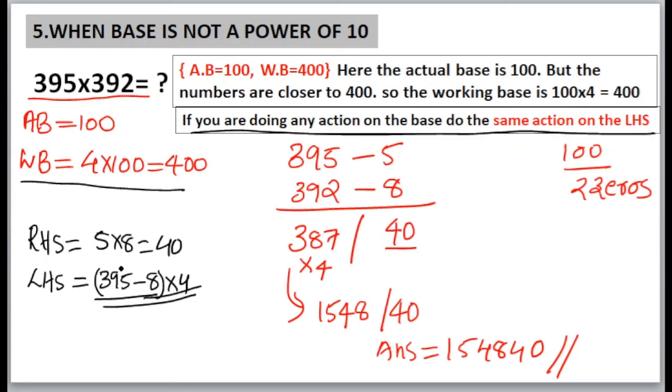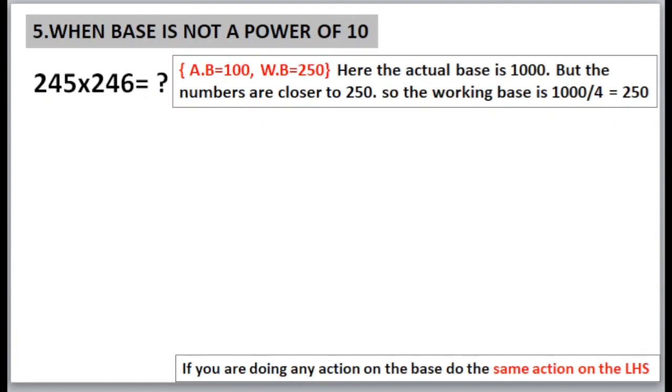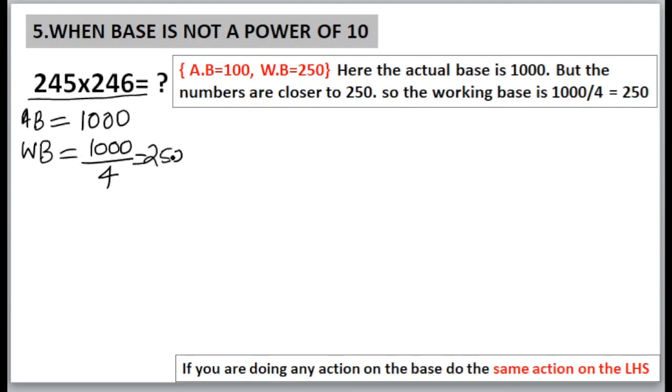Next is 245 into 246. Here both 245 and 246 are closer to 250. But your actual base, you can take it as 100 or 1000. It is 250, so I will take it as 1000. I will take the actual base as 1000, and your working base as 1000 by 4. That is 250. So your working base is 250.